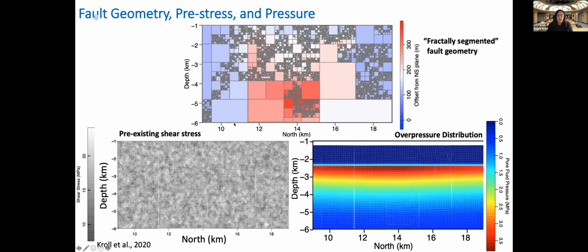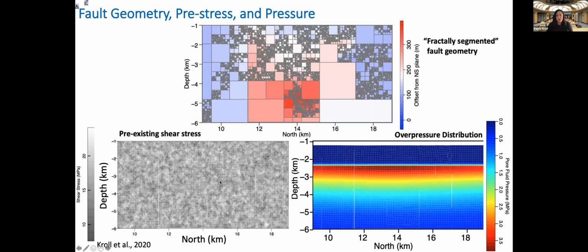So real quickly, looking at some of the other ingredients that go into the model, as I mentioned before, on the top here, as a means of approximating a fault zone, in this study we've employed something called a fractally segmented fault model. In this case, we have a 5 by 10 kilometer fault surface, and it's discretized into 30-meter elements. Those elements are then grouped into individual segments like this pink one here, and those segments are offset from the strike of the fault. The offset here is given by the color. Both the offset and the spatial distribution of the segment sizes obey a fractal distribution.